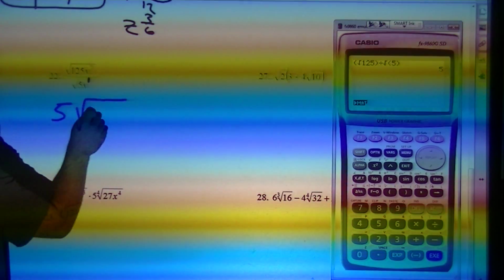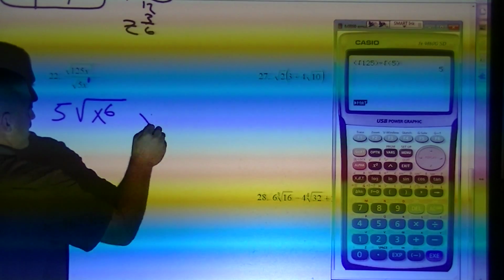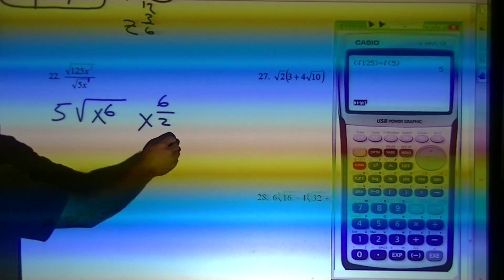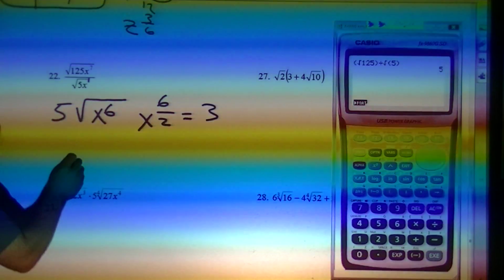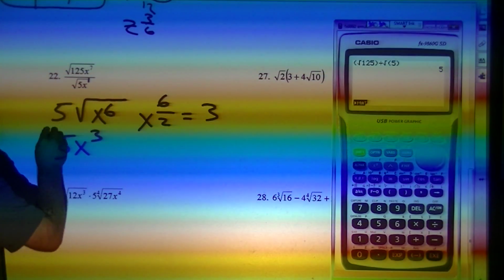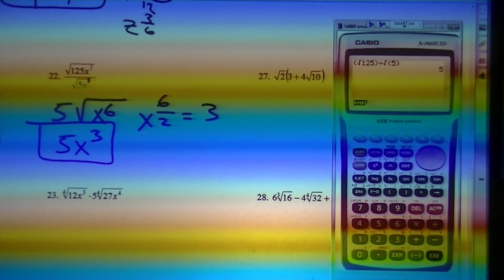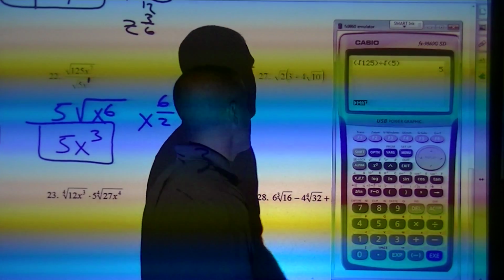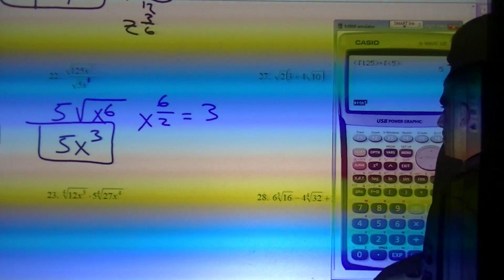This minus this would be x to the 6th. I would take x to the 6th and divide by 2, the reason being it's a square root, that's 3. So what I'm going to end up with is 5x to the 3rd. There's actually going to be no radical in the answer there. And that's all you have to do for that one.